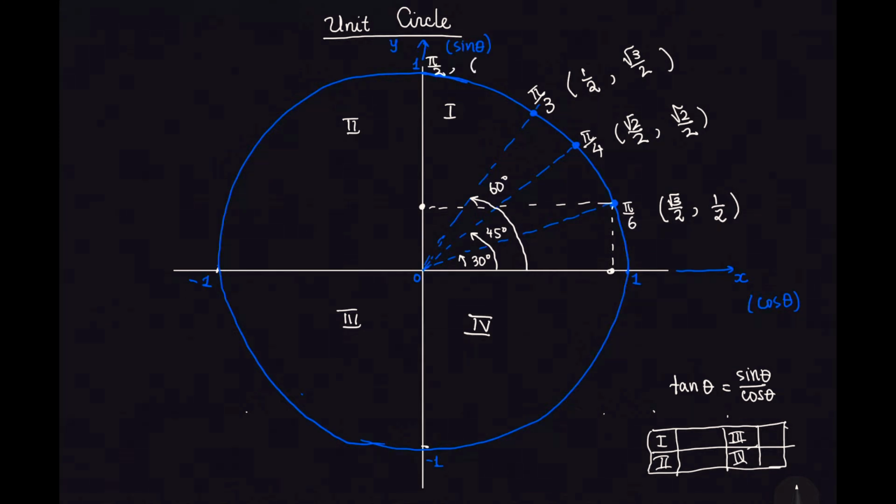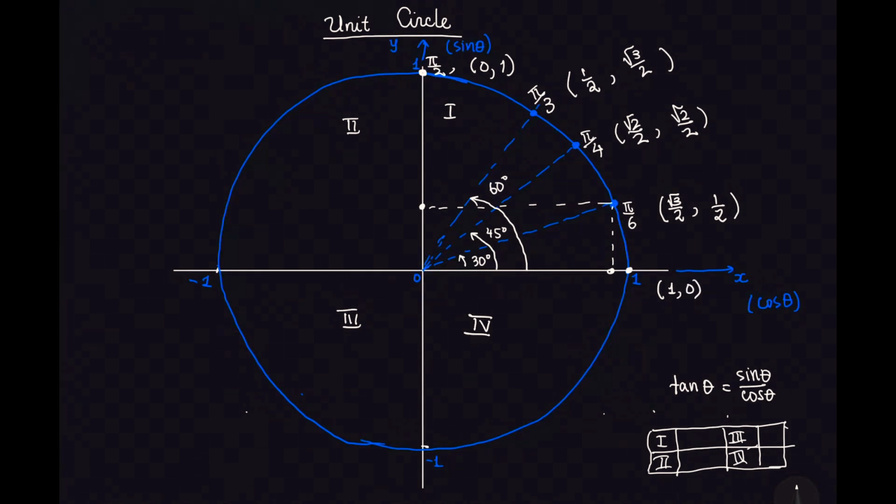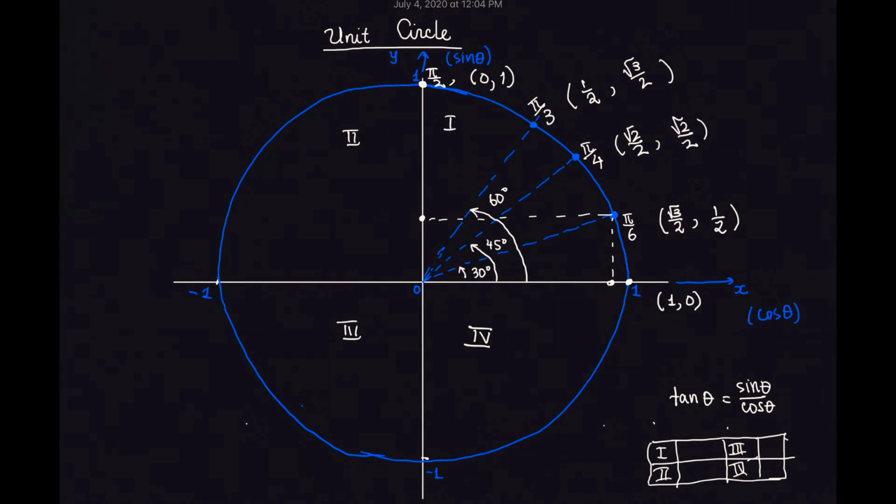For the 90, you have cos is 0 and sine is 1 because you just have a point in the y-axis. And for 0, you get cos is 1, sine is 0, because you just have a point in the x-axis. The tangent is just the division of the sine by the cos. For example, for the first quadrant, sine is positive, cos is positive. That means tangent is just positive divided by positive, which is positive.